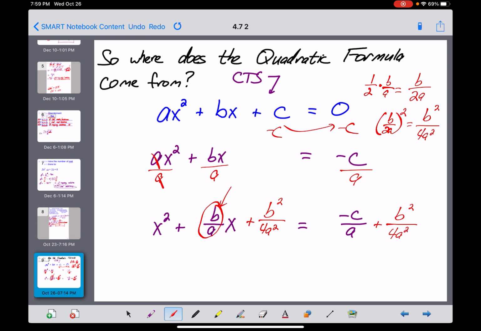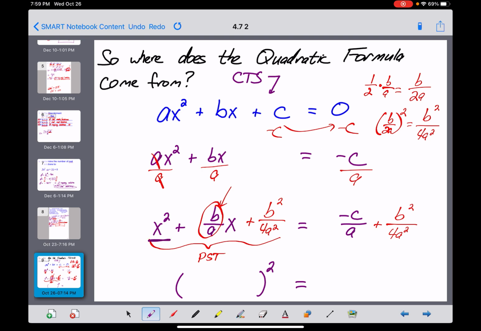So plus b squared over 4a squared. Now I know it doesn't look like it, you guys, but this is a perfect square trinomial, which means it factors into a single monomial squared. Let's see if we remember how to do this.